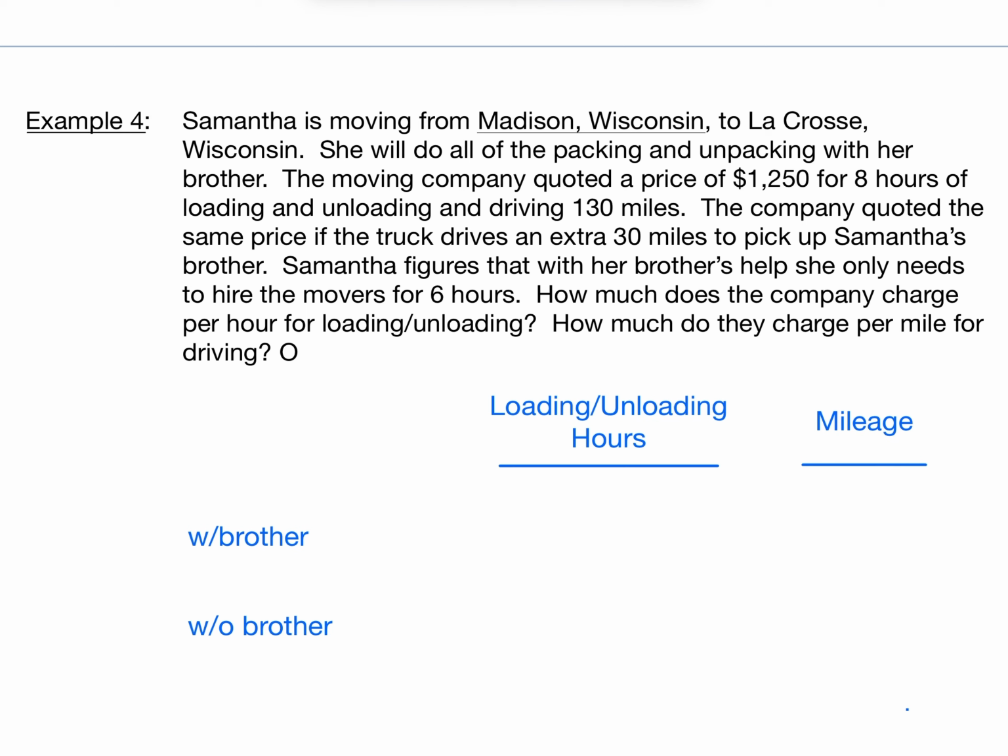Samantha is moving from Madison, Wisconsin to La Crosse, Wisconsin. She's going to do all of the packing and unpacking with her brother. The moving company quoted a price of $1,250 for 8 hours of loading and unloading and driving 130 miles. The company also quoted the same price if the truck drives an extra 30 miles to pick up Samantha's brother. Samantha figures that with her brother's help, she only needs to hire the mover for 6 hours. So how much does the company charge per hour for loading and unloading, and how much do they charge per mile for driving?